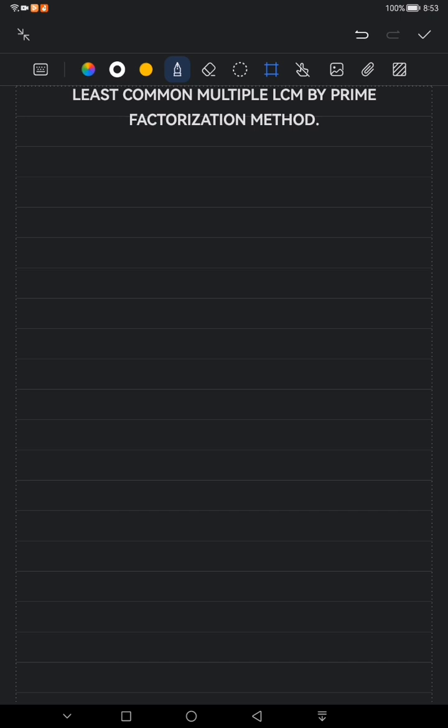In real life, we use LCM to find common times, like when two events will happen together, or to arrange things in equal groups without leftovers. Let's start with an example.